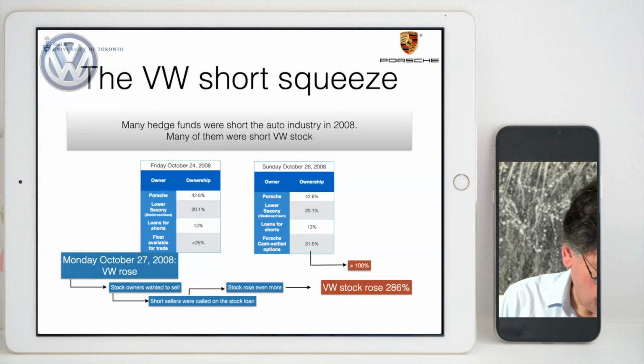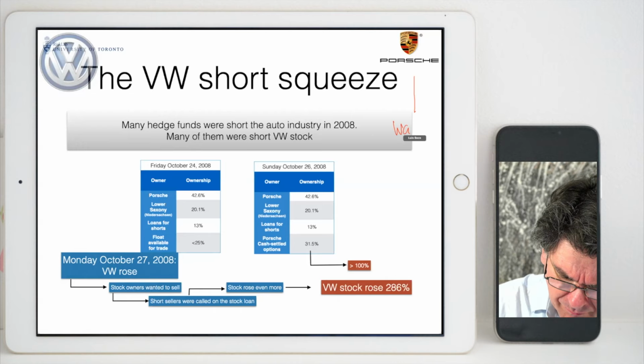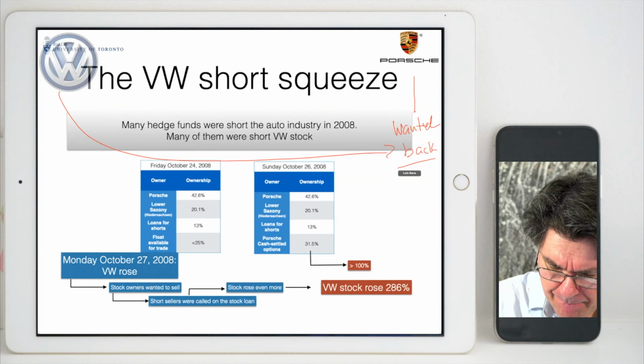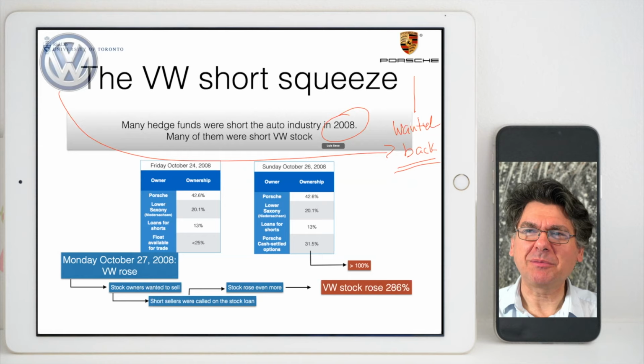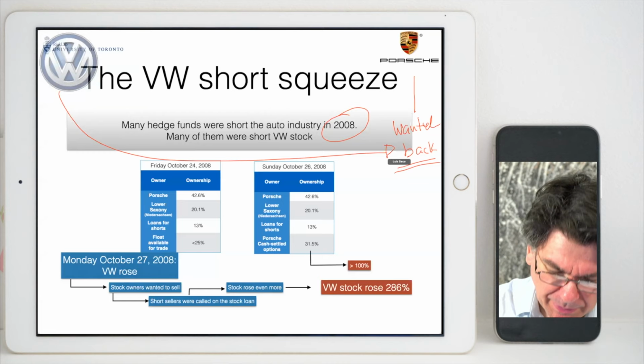So the thing is that the Porsche family wanted Volkswagen back. And what they did is they waited until the year 2008. We're talking about almost 100 years, maybe 50, 60 years. They waited a long time. They wanted it back. And this was the situation.